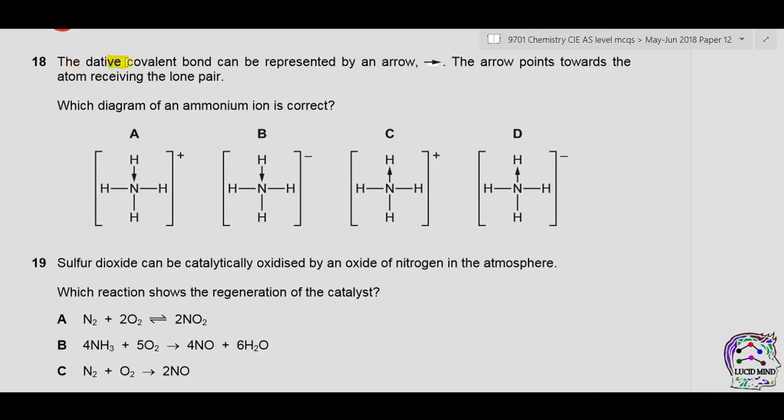Question 18. The dative covalent bond can be represented by an arrow. This arrow points towards the atom receiving the lone pair. Which diagram of an ammonium ion is correct? The ammonium ion is formed when a lone pair from the nitrogen atom is donated to H+. So therefore the arrow will be like this. And overall the charge will be positive. So therefore the structure similar to this one is given in part C.